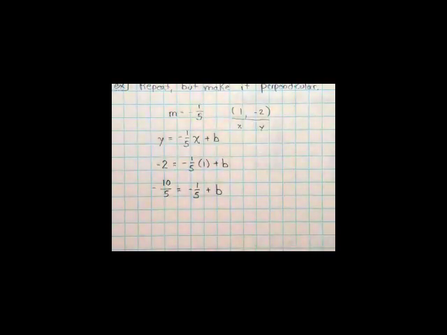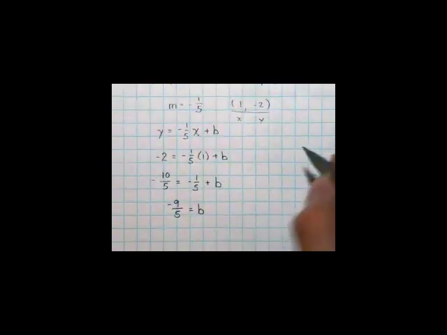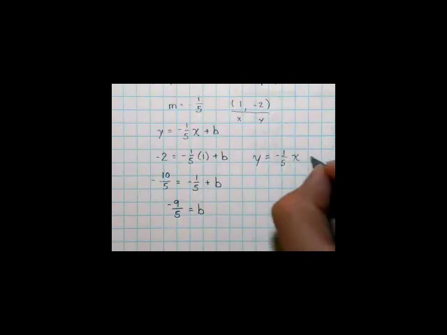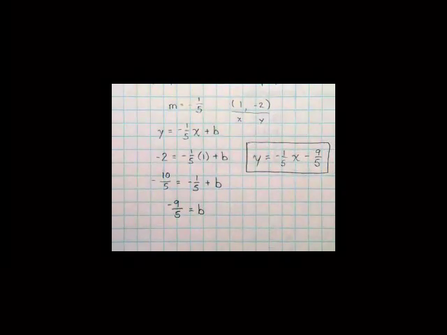Now it's going to probably look a little easier. If you add or subtract fractions, remember the denominator stays the same, the numerator you add or subtract. So I need to add 1/5 to the other side. So what is negative 10 plus 1? Yes. So it's negative 9 over 5. Now I can dump that into the equation too. So I've got y equals negative 1/5 x minus 9/5. Got it. There's my perpendicular line.